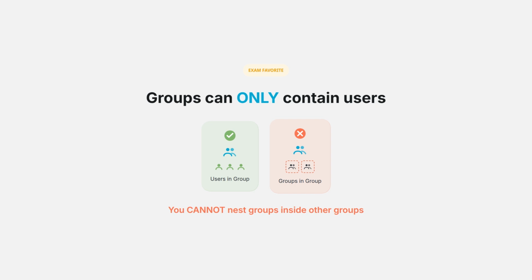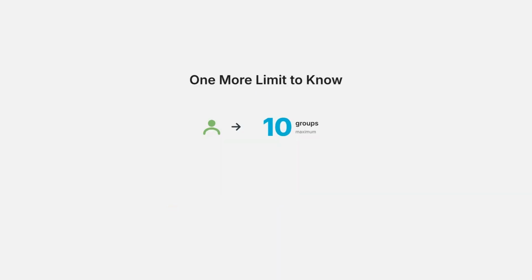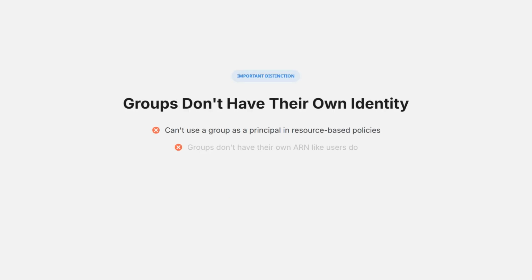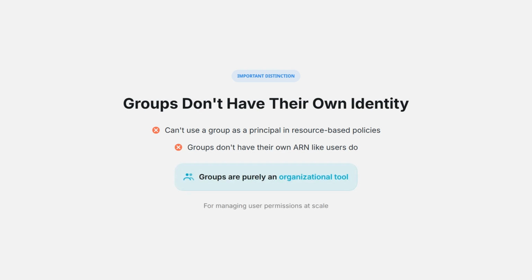You cannot nest groups inside other groups. This comes up on the test, so remember it. One more limit to know: a single user can belong to a maximum of 10 groups. In practice, most users only need 2 or 3, but the exam might test this limit. Important distinction: groups don't have their own identity. You can't use a group as a principal in a resource-based policy. Groups are purely an organizational tool for managing user permissions.